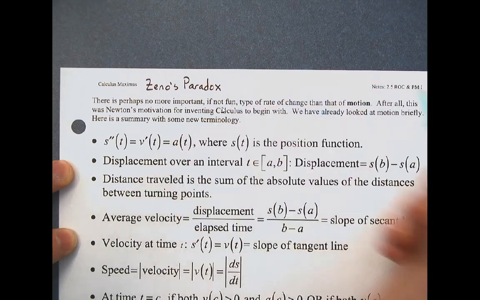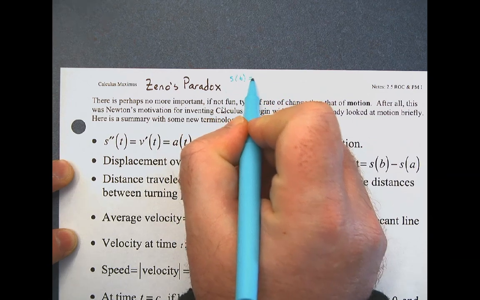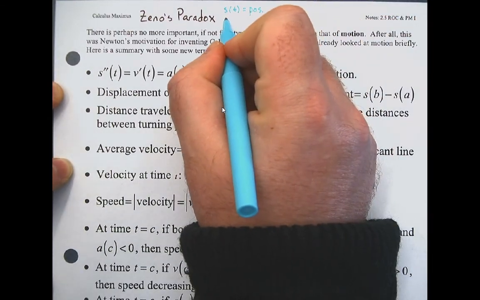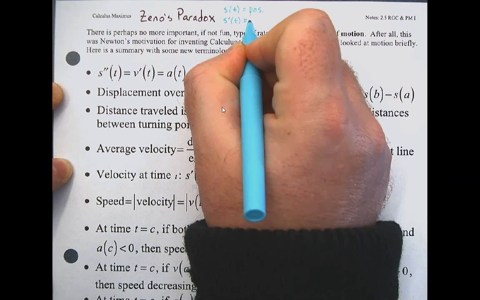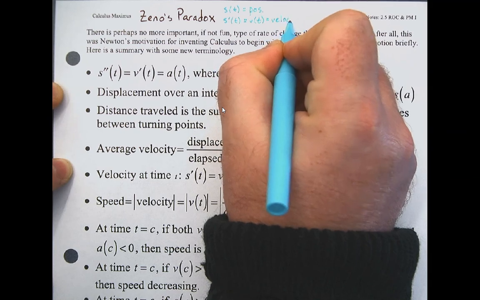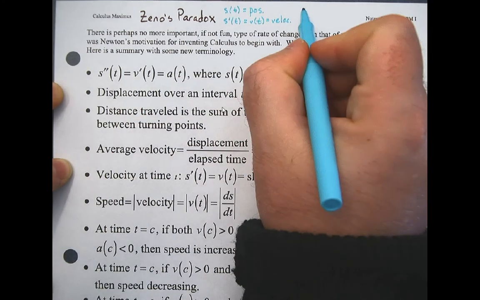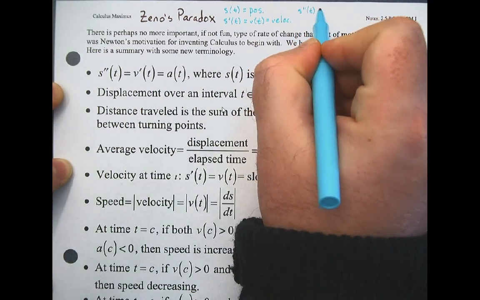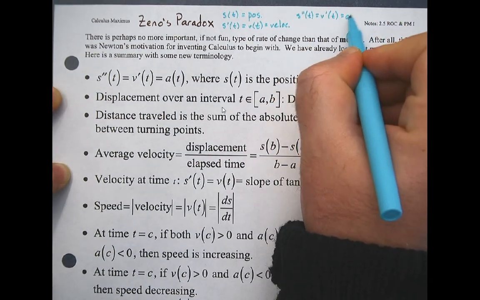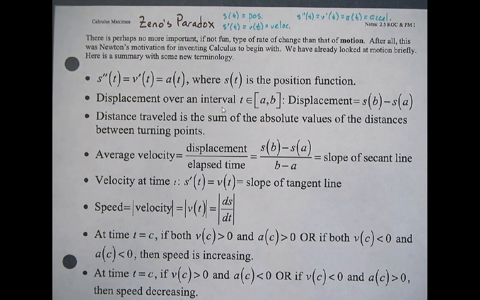We have S of t. I want to write all three, but I don't think I'm going to be able to make it. S of t is equal to position. S prime of t is equal to V of t, which is equal to velocity. And then S double prime, and that's what this is down here, S double prime of t is equal to the derivative of velocity, which is equal to A of t, which is acceleration. So velocity is the derivative of position.